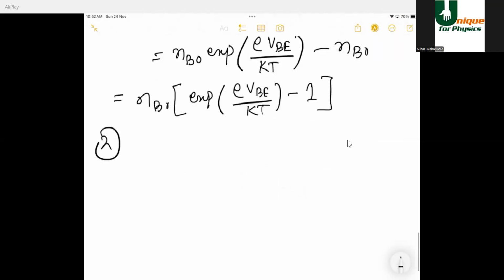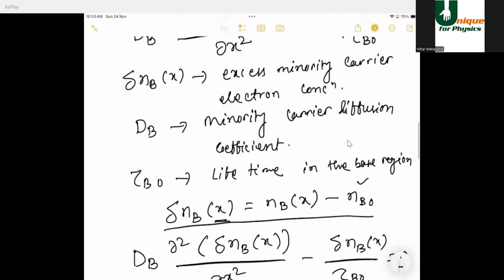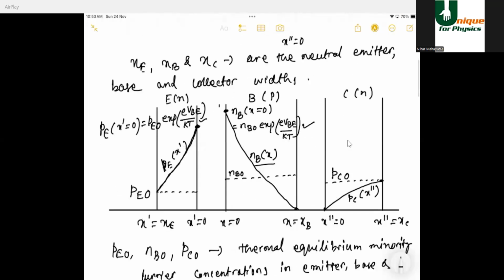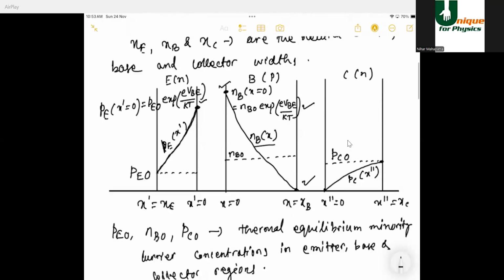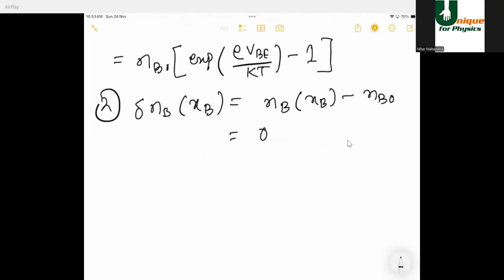Similarly, in the second boundary condition, delta nb at x equal to xb was nb at x equal to xb minus nb0, the same way. So that was 0 because of the reverse bias condition of the base and collector region. It was varying from a maximum value to 0. So we can substitute that 0 here. So nb at x equal to xb is 0, and minus nb0 gives us minus nb0.